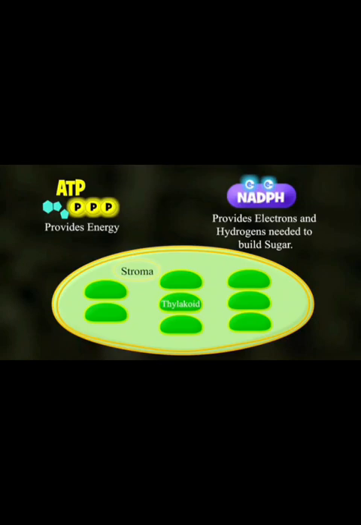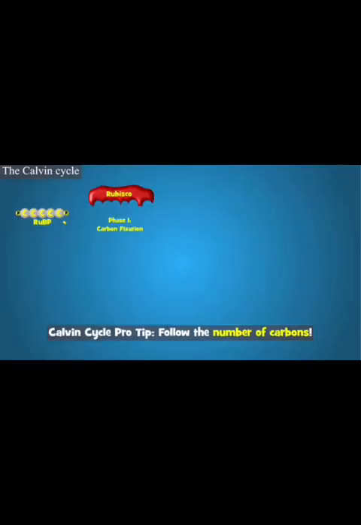Here's how it works. Phase 1, carbon fixation. An enzyme called Rubisco takes CO2 from the air and adds it to a 5-carbon compound called RuBP. This is called carbon fixation. This makes a 6-carbon compound that immediately splits in half to make 2 molecules of 3-phosphoglycerate. Notice that we did carbon fixation for 3 molecules of CO2.